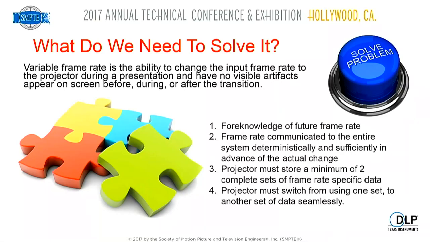The frame rate needs to be communicated throughout the entire system deterministically and sufficiently in advance, and we'll go into what sufficiently in advance means. The projector must store a minimum of two sets of frame rate specific data, okay? And nobody knows what frame rate specific data is, but I'm going to give you a little glimpse into what a DLP Cinema projector needs for frame rate specific data. And then the projector has to switch from one to the other without anybody noticing it.